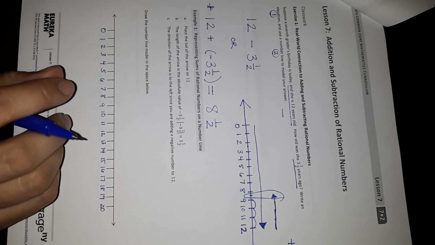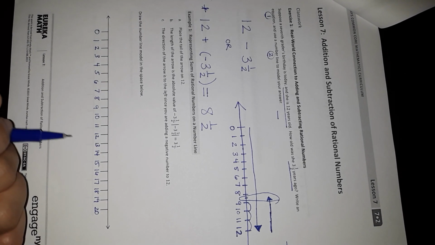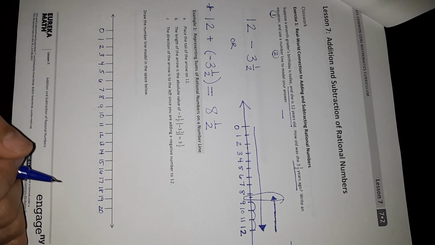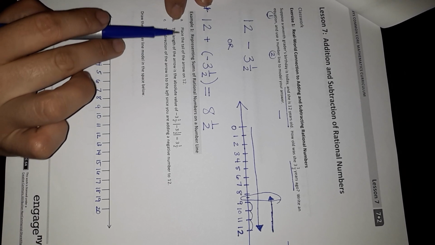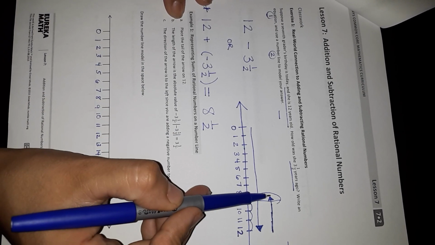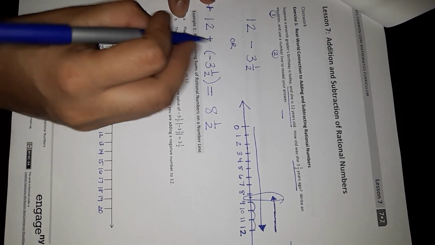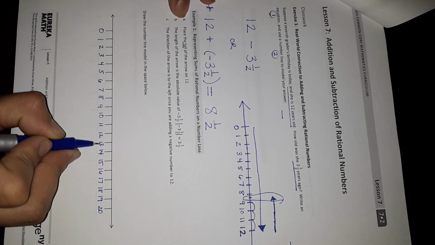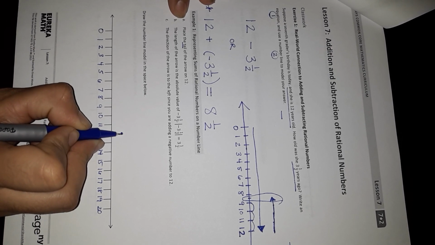Great, okay. So now I can follow the instructions. I got up to 20, that's more than enough. So it says place the tail of the arrow on 12. The tail is this part, not the arrowhead. Okay, so the tail on 12, going to 12. Here's where I'm going to start.